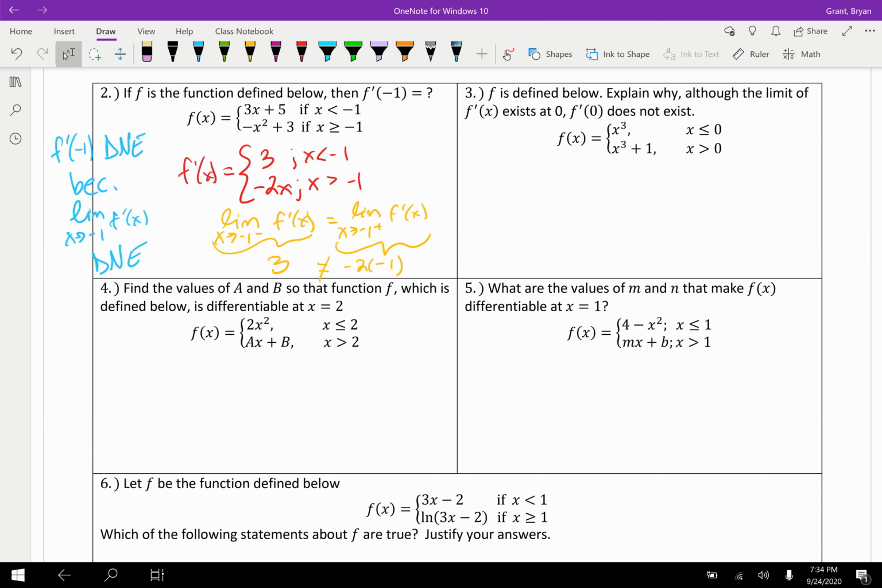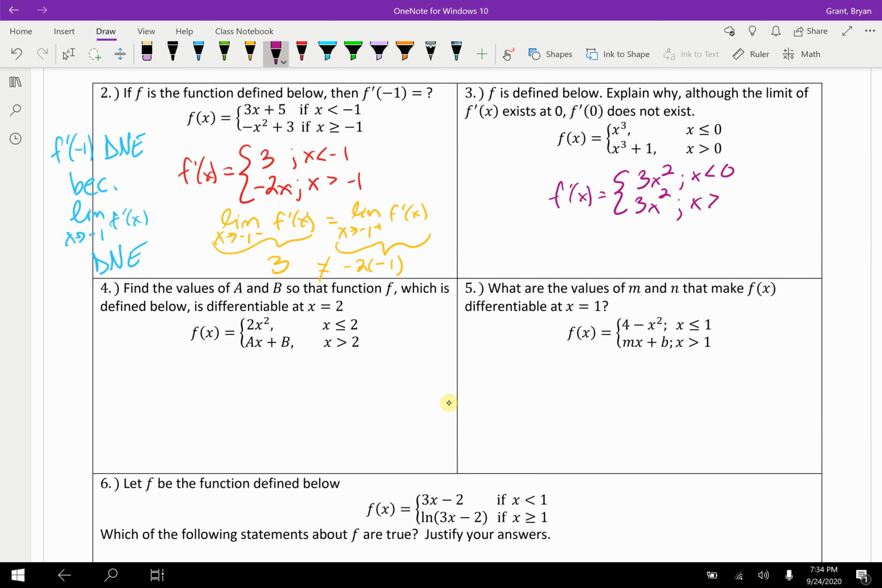3. f is defined below. Explain why, although the limit of f prime exists at 0, f prime does not exist. And so what this is saying, and I'm going to erase this, so be careful, is if you take the derivative here, we get 3x squared, and in the bottom piece we get 3x squared plus 0, or just 3x squared. Clearly those functions are the same.